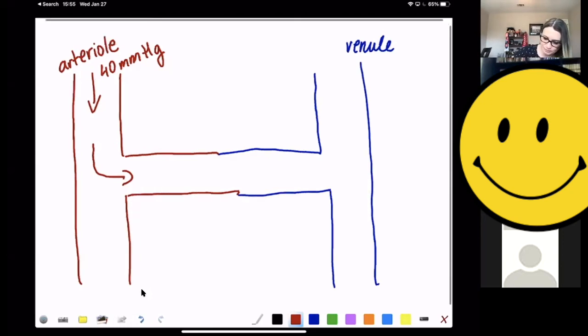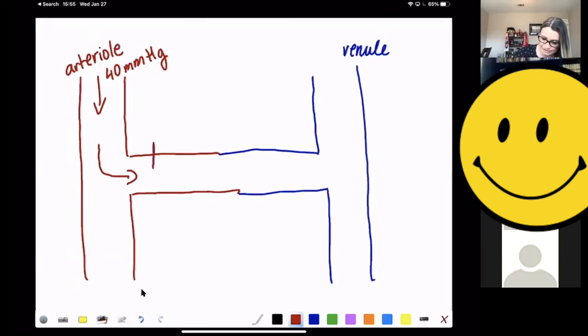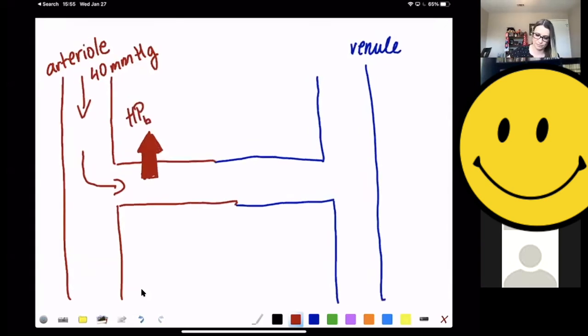And so that pressure of the blood that's in the capillary, we call that hydrostatic pressure, and it pushes fluid out. So I'm gonna say this is hydrostatic pressure of blood. It's relatively high, 40 millimeters of mercury, and as the blood enters the capillary, it pushes this fluid out of the capillary.